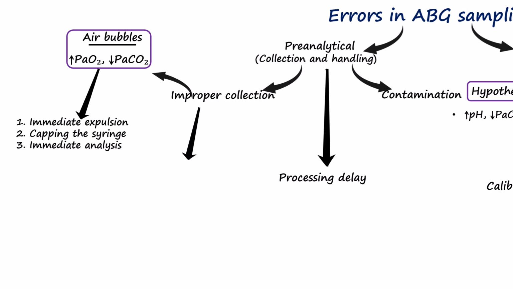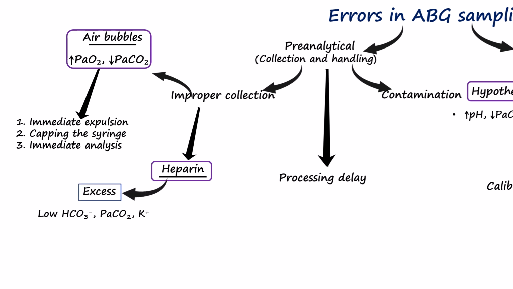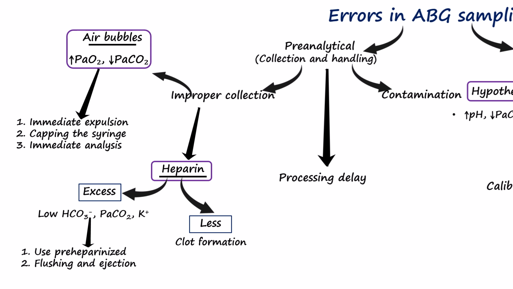Excess liquid heparin dilutes the sample, artificially reducing bicarbonate, PaCO2, and electrolytes like potassium, while insufficient heparin causes clotting. The clotted sample can obstruct the analyzer, rendering the sample wasted. Pre-heparin-coated syringes or pre-flushing with a minimal heparin volume and ejecting it fully ensures proper anticoagulation without dilution. Drawing adequate blood, for example, at least 1 milliliter of blood for a 2 milliliter syringe, is recommended to prevent blood clot.